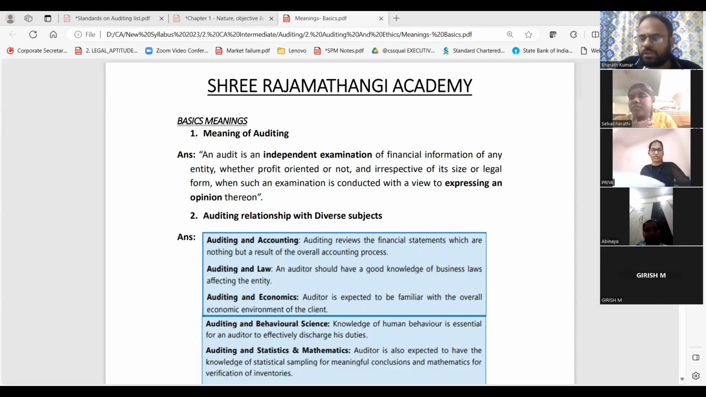What standards are you going to study in auditing? Standards on Auditing. Will you read about banks? Yes. For banks, what are the two acts majorly you will cover? Banking Regulation Act, RBI Act. Banking Regulation Act 1949, RBI Act 1934.